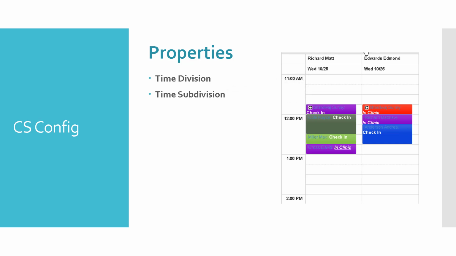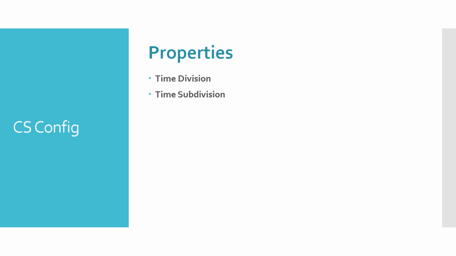To determine your time subdivision, consider how you book your appointments. If your appointments are usually 15, 30, and 45 minutes, then the time subdivision could be 15, because that is the lowest common multiple for these appointments. If you schedule in 10, 15, and 20-minute appointments, then 5 minutes would be a better choice to make your schedule more readable.